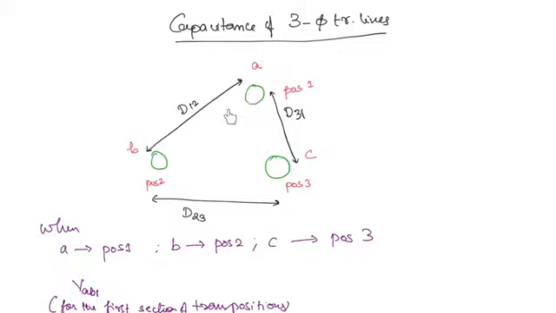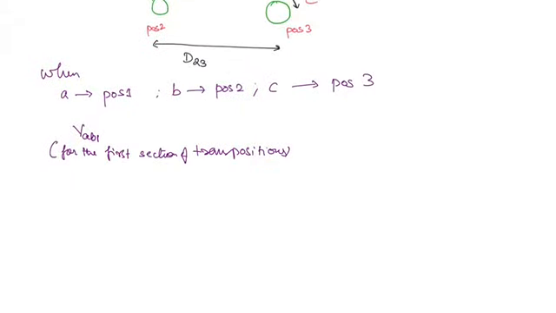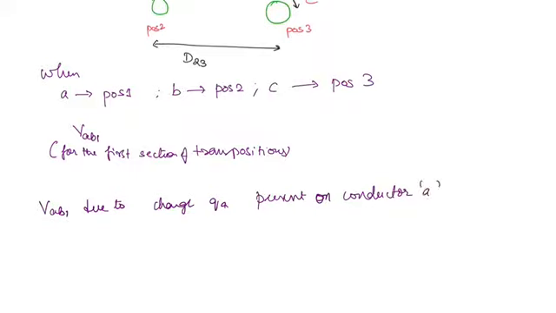So the potential drop between A and B due to charge on conductor A, first we will take while these two are absent, and next we will take the potential drop due to charge on conductor B while A and C charges are absent, and similarly finally because of charge on conductor C. So first we will take VAB1 due to charge QA present on conductor A, only due to charge QA while the other two charges, QB and QC, are not present.